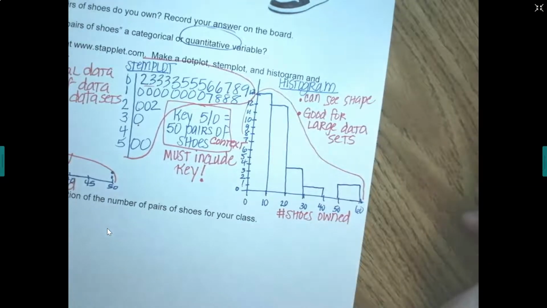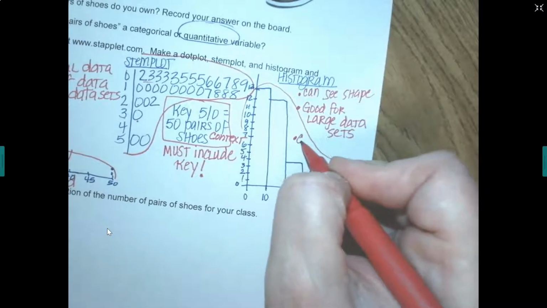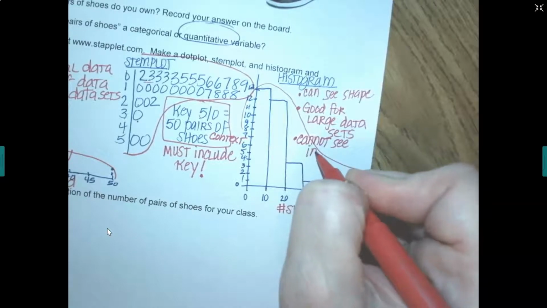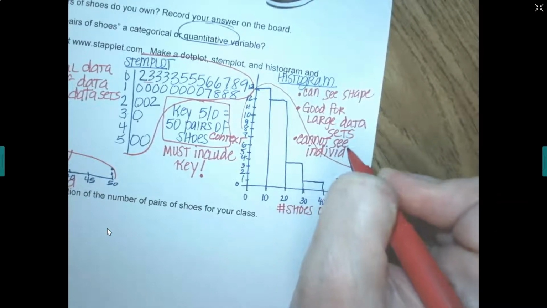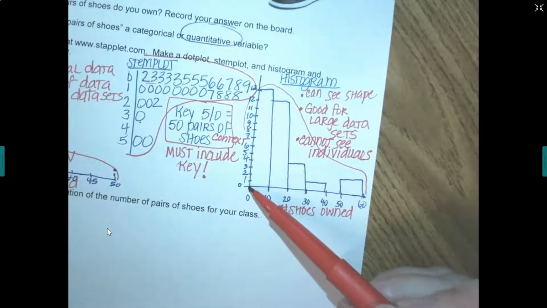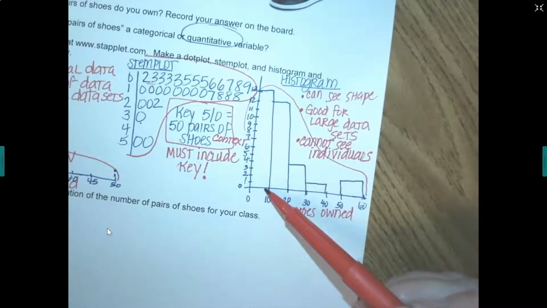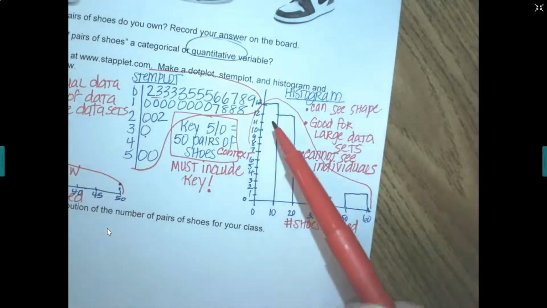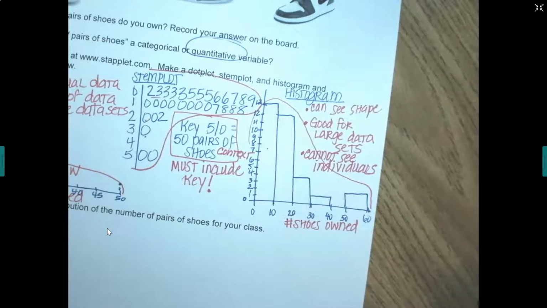The one problem that I don't like with the histograms is you cannot see the individuals. So here's what I mean. These are numbers of shoes owned, so 0 to 10 pairs of shoes. There are 13 people in there. I don't know what the numbers are unless I happen to have had the data like we saw over here. We did have the data, but if I just showed you this histogram, all you would know is that 13 people are in, we call this a bin. There's 12 people in this bin. Okay, so we don't know the actual individual numbers.